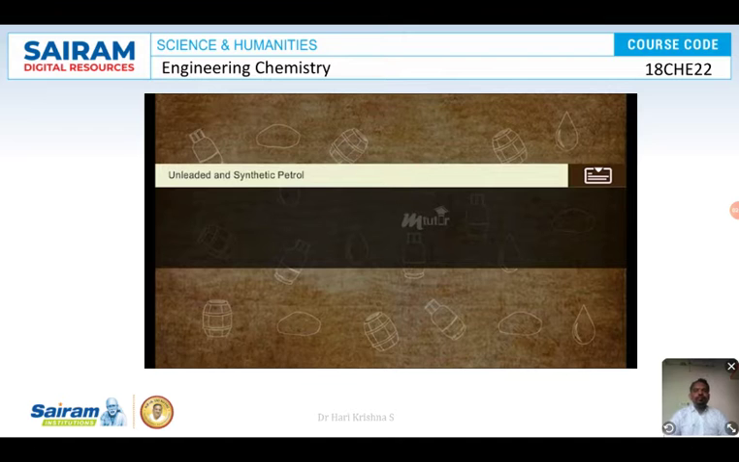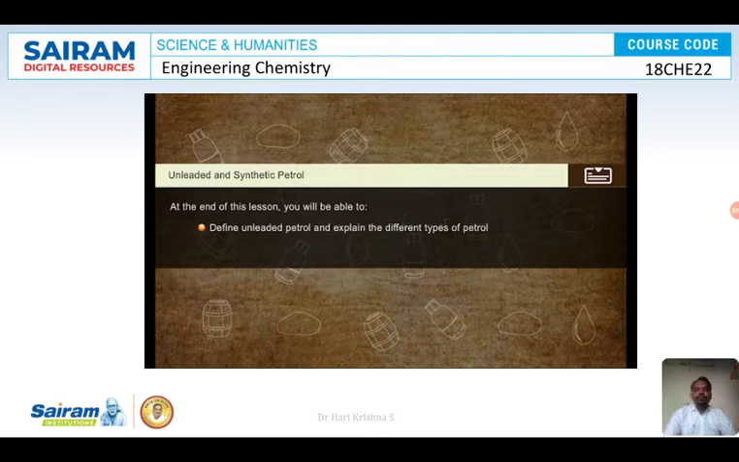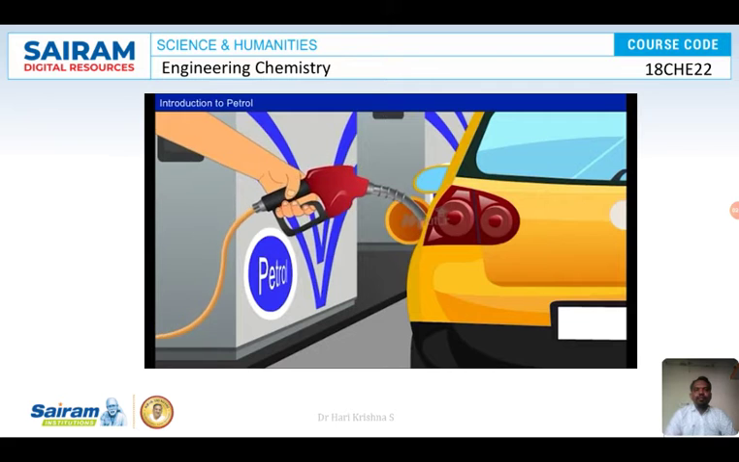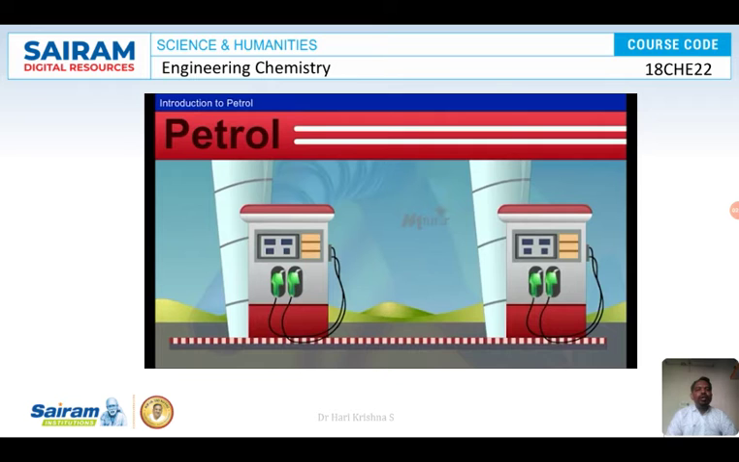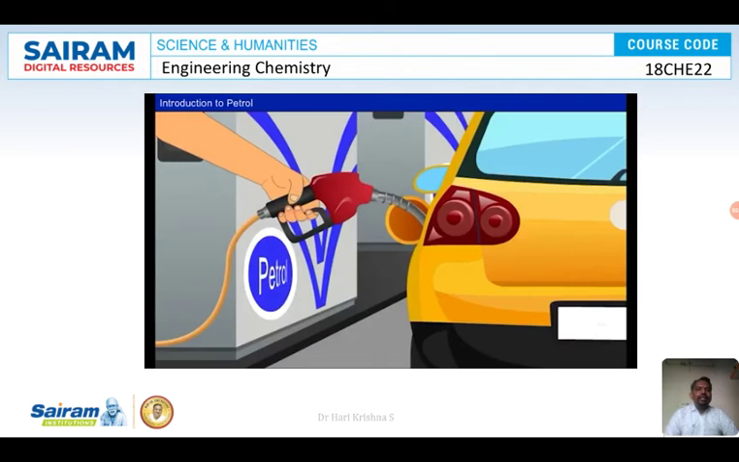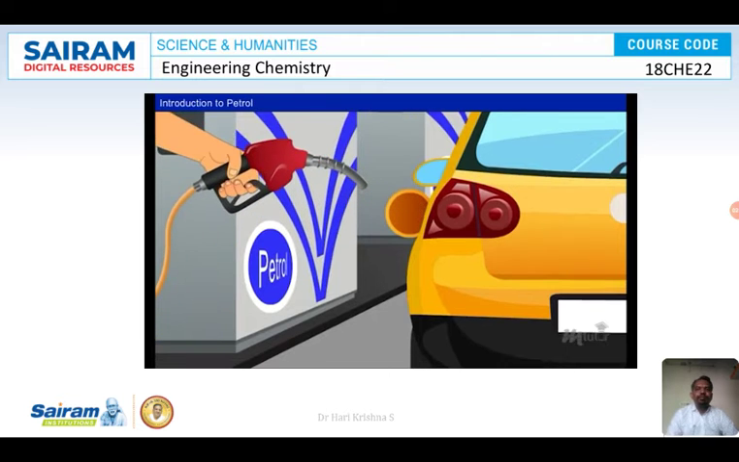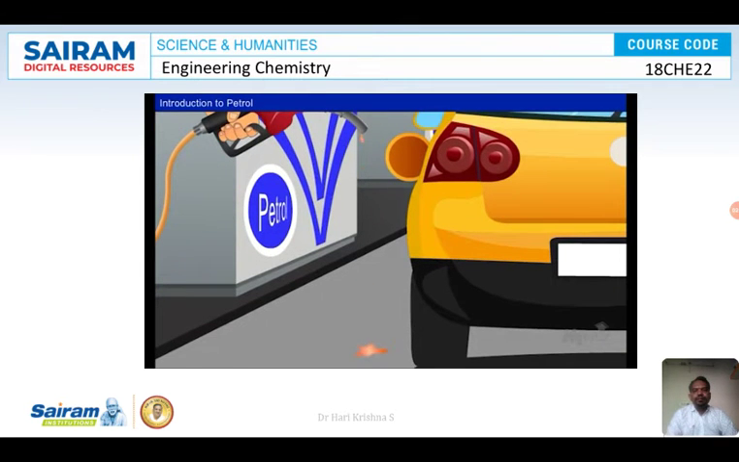Unleaded and synthetic petrol. At the end of this lesson, you will be able to define unleaded petrol and explain the different types of petrol. Describe the different methods by which synthetic petrol is manufactured. Petrol is one of the most useful products in the world today. Video. Cars, Come to know what scooters, is petrol, airplanes, and various petrol, other automobiles all consume it as their fuel. It is also a source of light and other forms of energies.